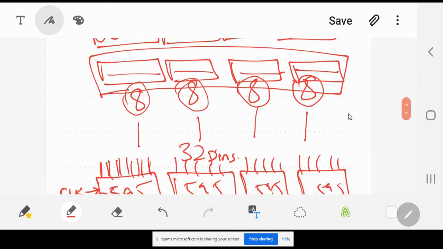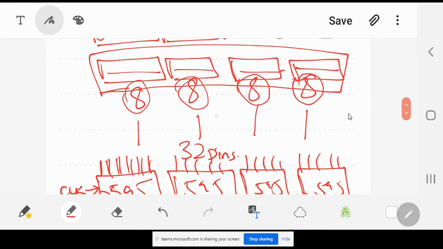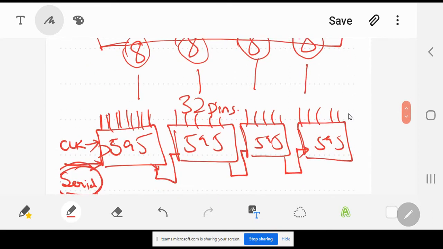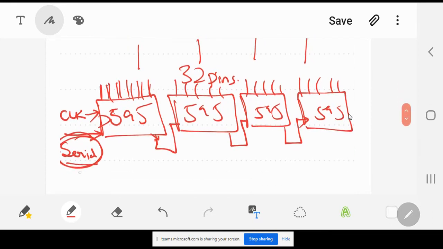This is parallel data. Here you are getting 8 bits here, 8 bits here, 8 bits here, 8 bits here, but you don't have enough pins on your microcontroller or the interface device. Then you are going to have a serial pin over here, and that serial pin with some control pins is going to do the job.